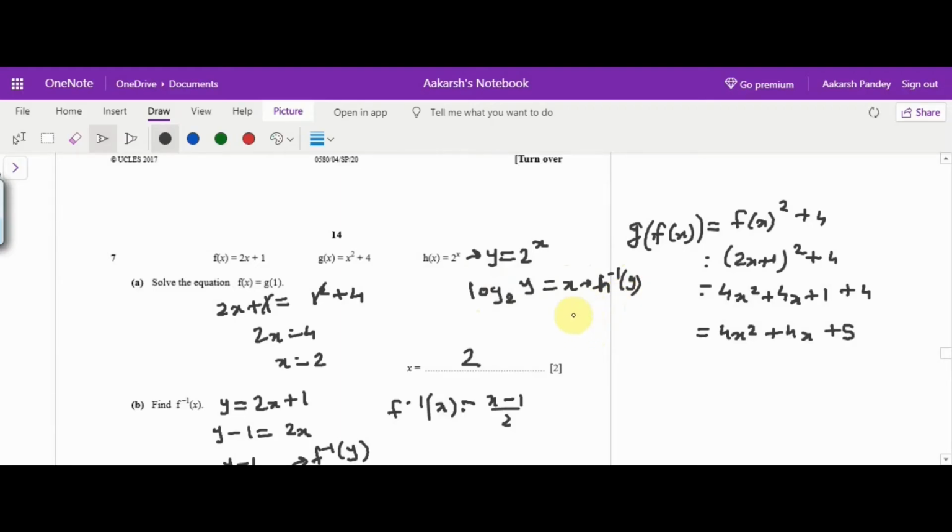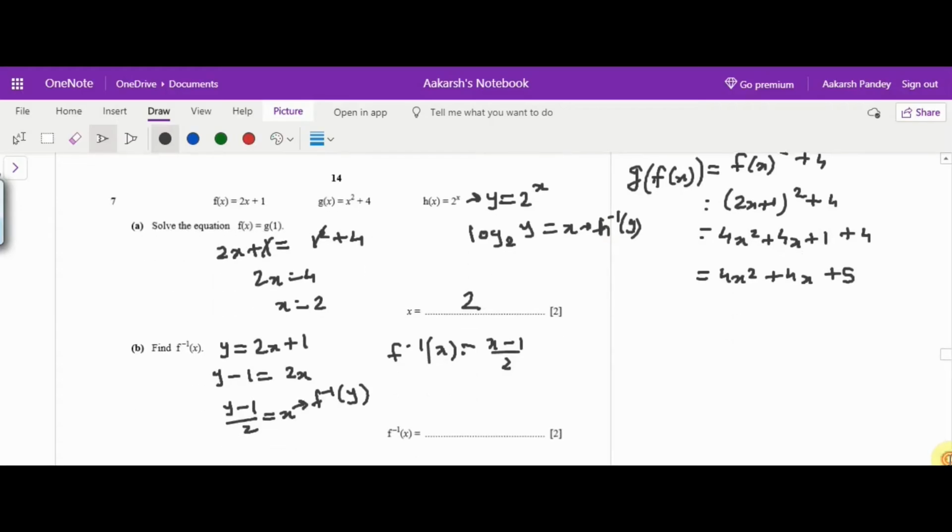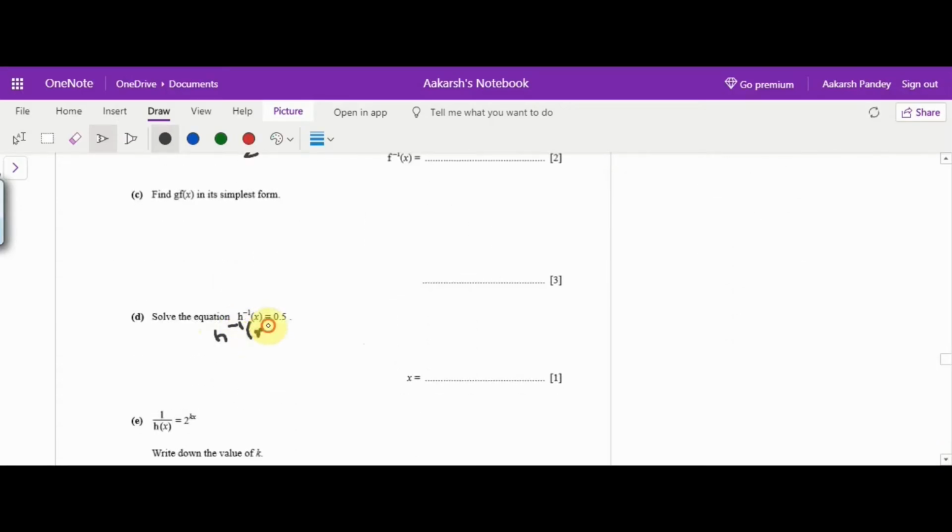But what do I want? I want h inverse of x. So h inverse of x is log x to the base 2, which is half. So again, when I want to isolate x, this function actually means this base.